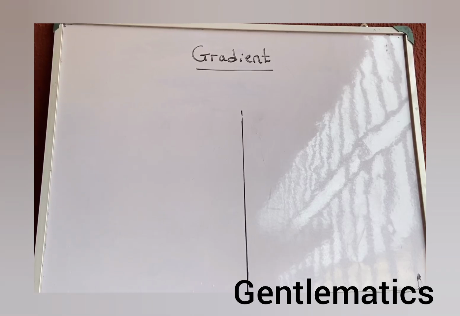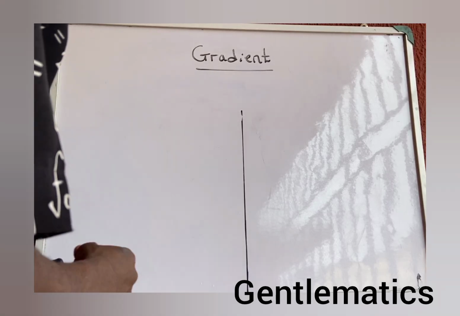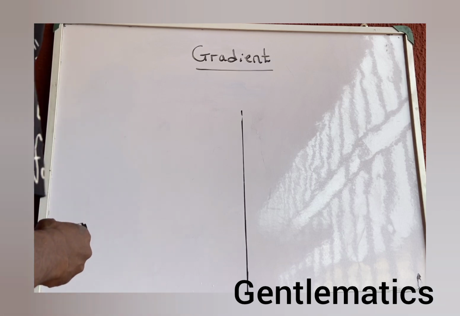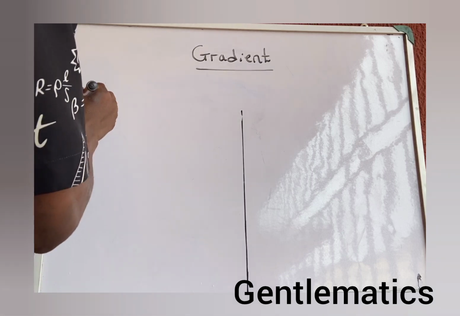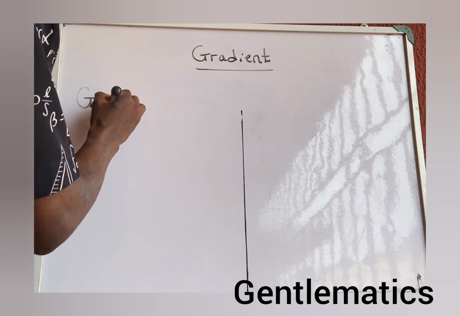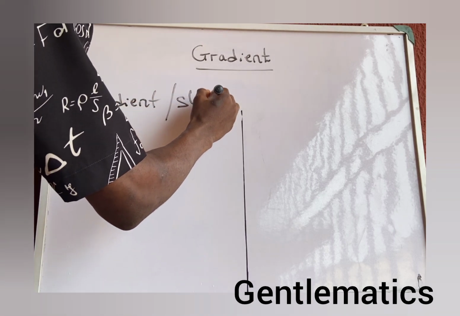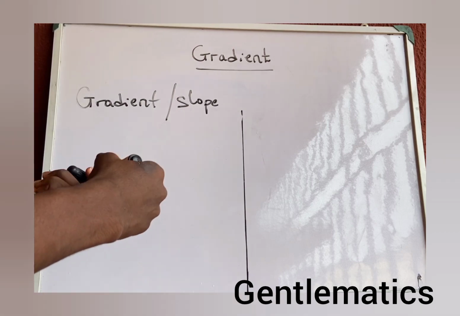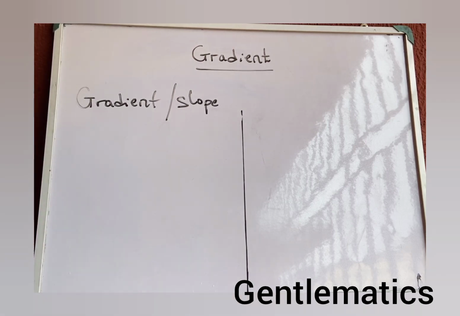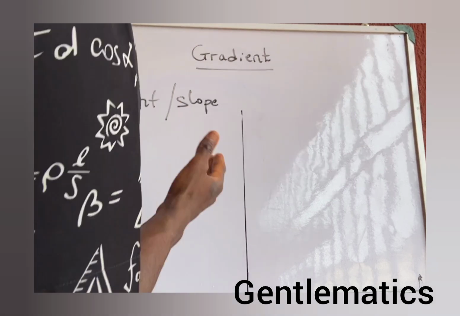All right, let's talk about gradient. Another name for gradient is slope, so you don't have to call it gradient. You can call it slope. This is not the first time you are hearing the word slope. Slope, for something to bend.